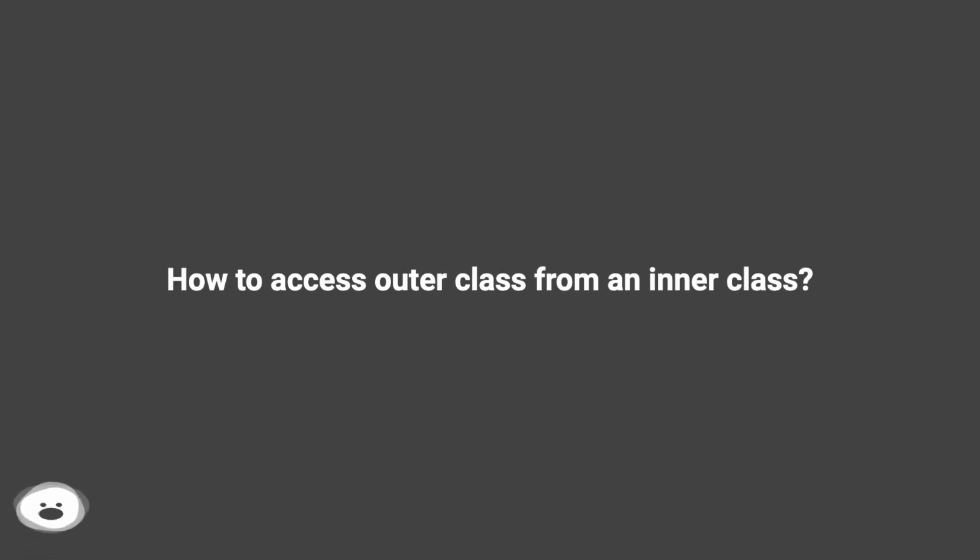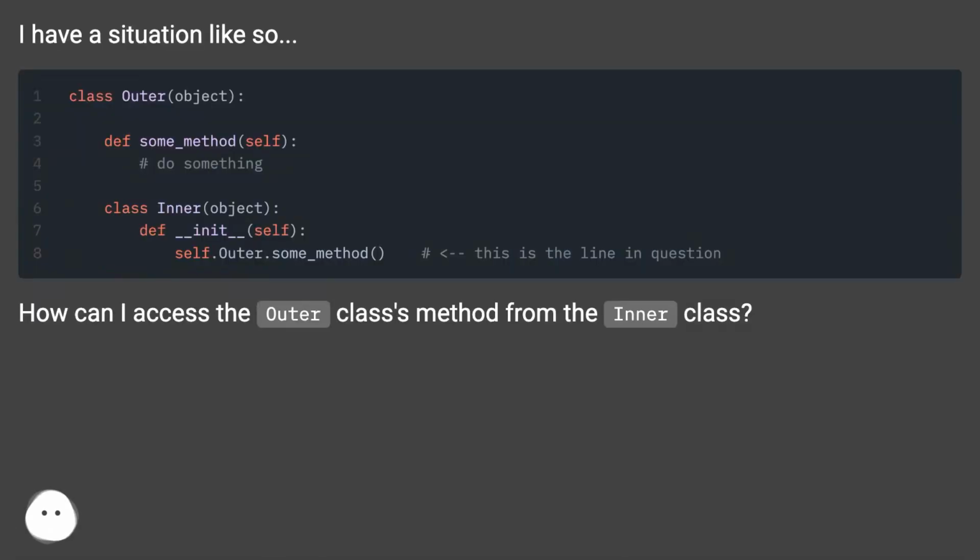How to access outer class from an inner class? I have a situation like so. How can I access the outer class's method from the inner class?